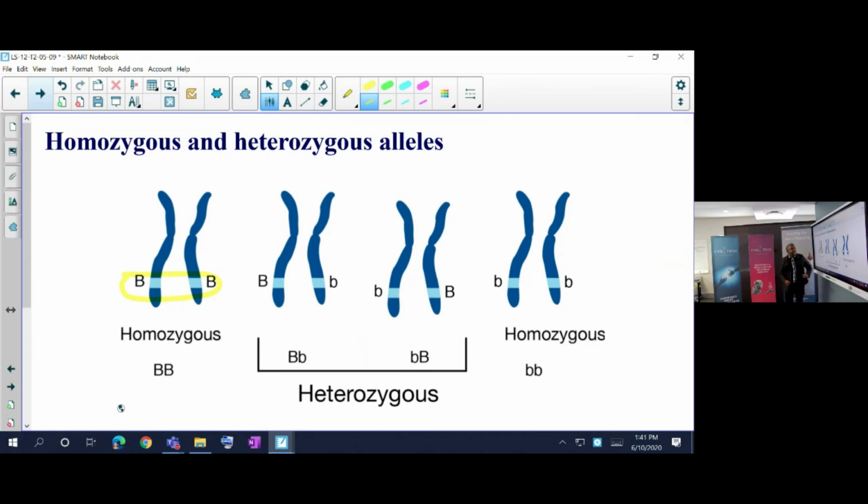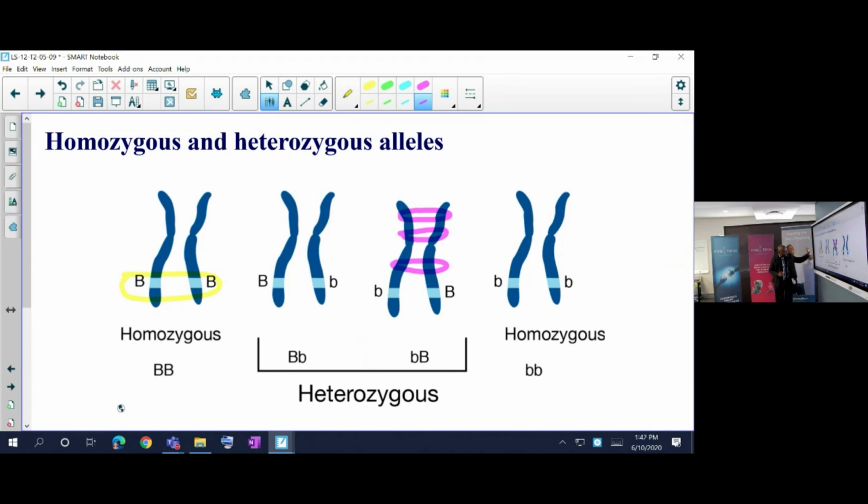The gene for tongue rolling occupies the same position on our chromosomes. Maybe this one will be occupying height, maybe this one will be occupying color, this one may be occupying something else. But genes do occupy the same position on our chromosomes. Allow me to conclude by emphasizing these two points.